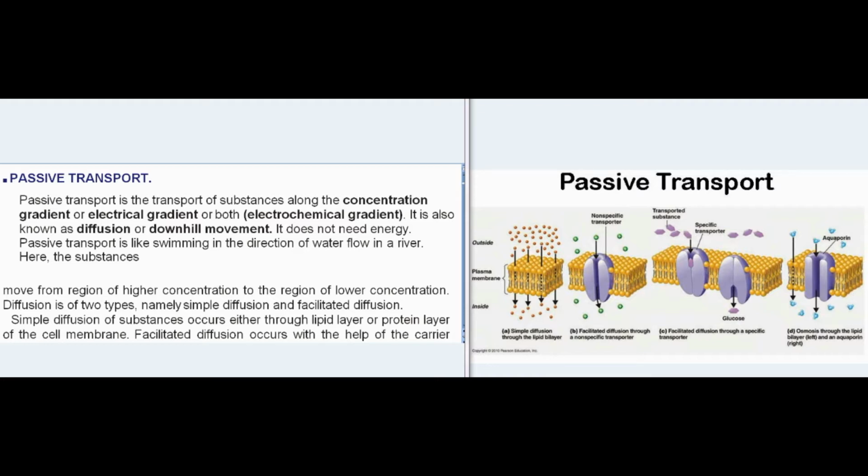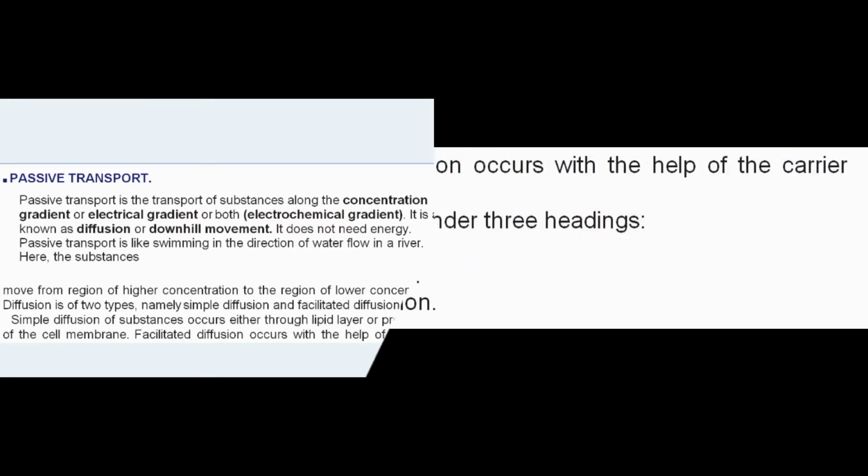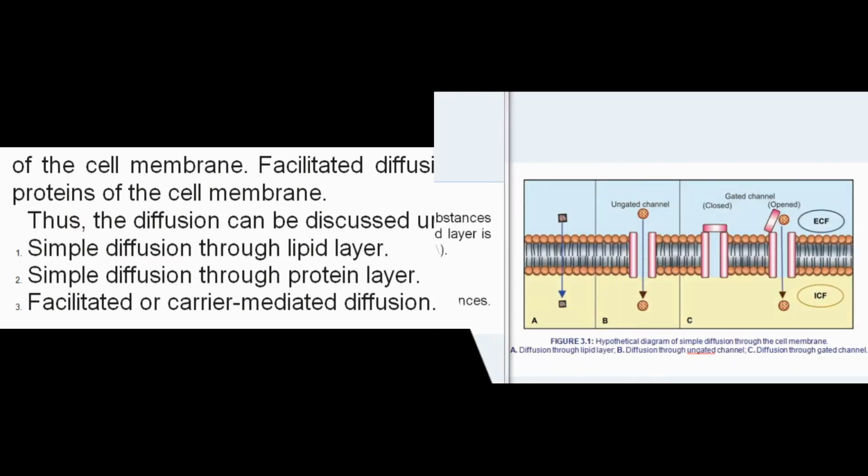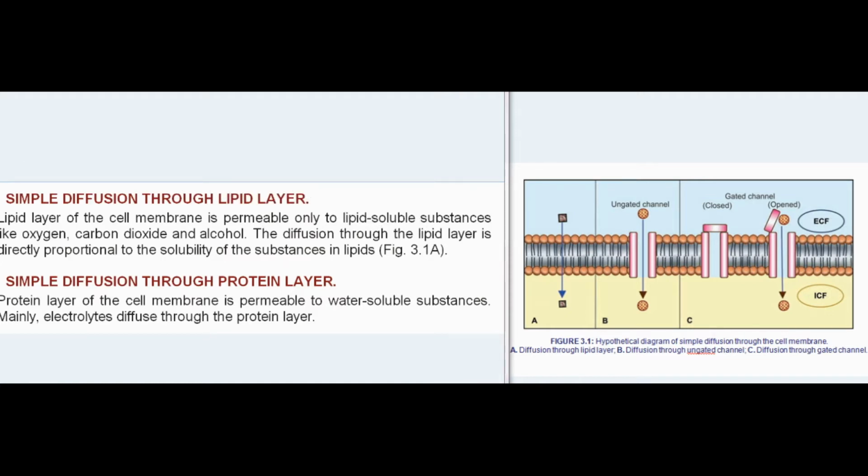Diffusion is of two types, namely simple diffusion and facilitated diffusion. Simple diffusion of substances occurs either through lipid layer or protein layer of the cell membrane. Facilitated diffusion occurs with the help of the carrier proteins of the cell membrane. Thus, the diffusion can be discussed under three headings: simple diffusion through lipid layer, simple diffusion through protein layer, facilitated or carrier-mediated diffusion.